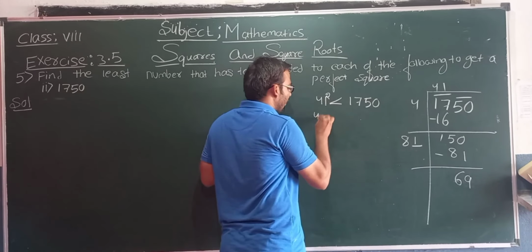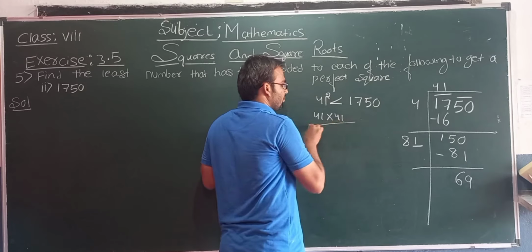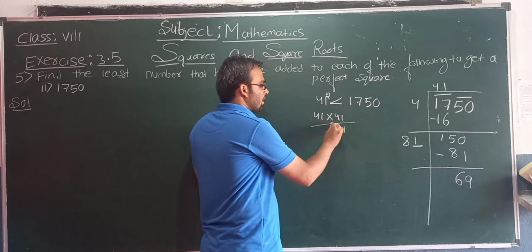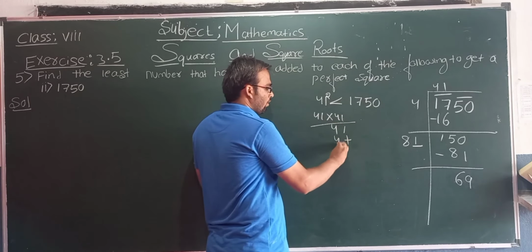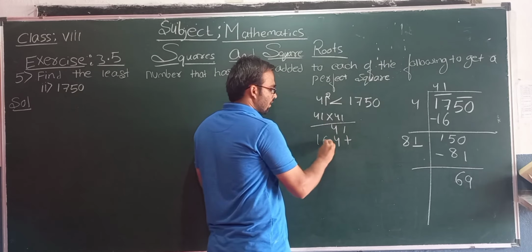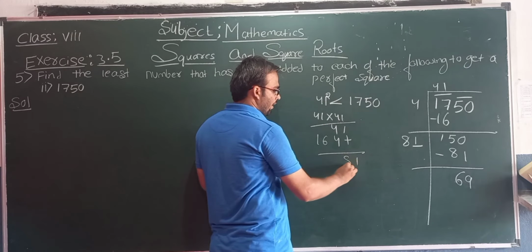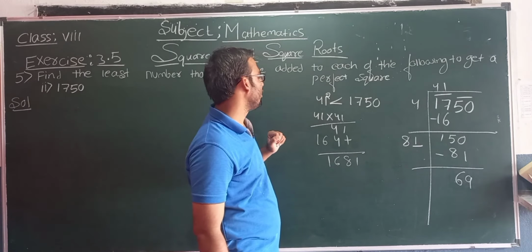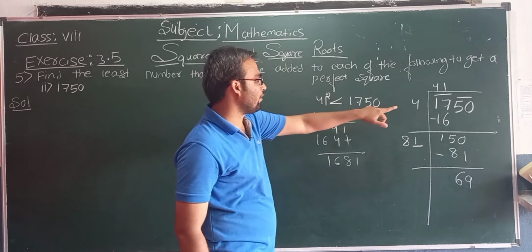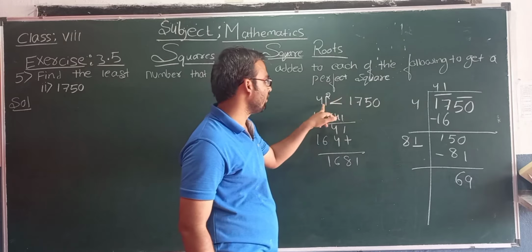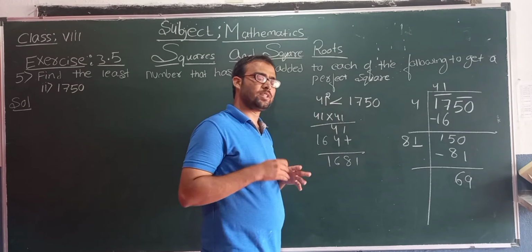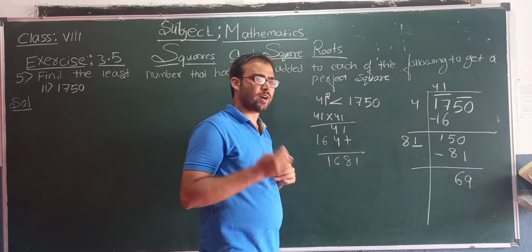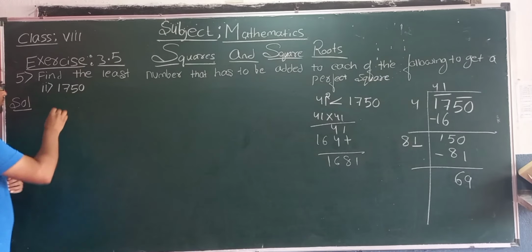That is, look at here. 1 ones are 1, 1 fours are 4, plus 4 ones are 4. Okay, so 4 fours are 16. 1, 8, 6, 1. Okay. Now, what can we conclude? We can conclude that the given number is greater than 41 square. After 41, which is the next number? 42 square, no? Okay, now look at here.